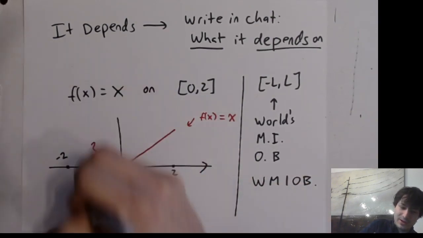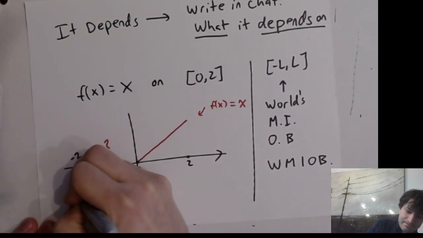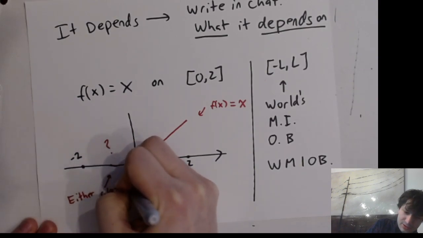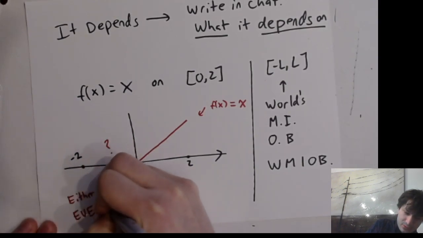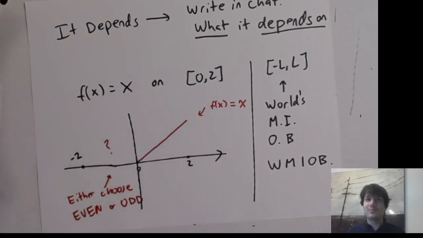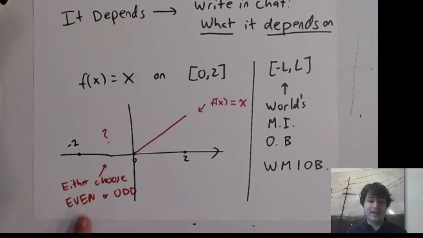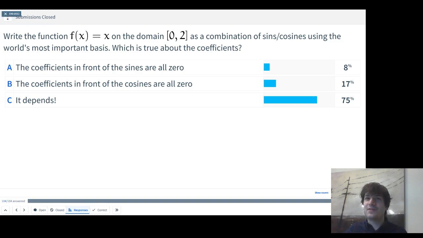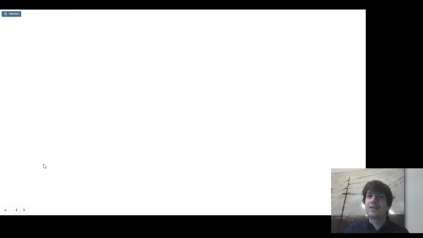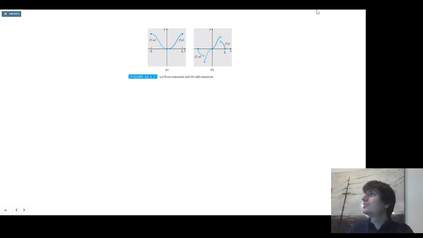So what we're going to do is fill in here. We're going to choose either even or odd. You could, in principle, pick anything you want, but that's just going to make life hard for you. And even and odd is very nice. So let's see how many people got this one right. Great. So 75% of people figured out it depends. Hopefully, if you did figure out it depends, you see what it depends on. And indeed, the question is, is it going to be the even or the odd extension?